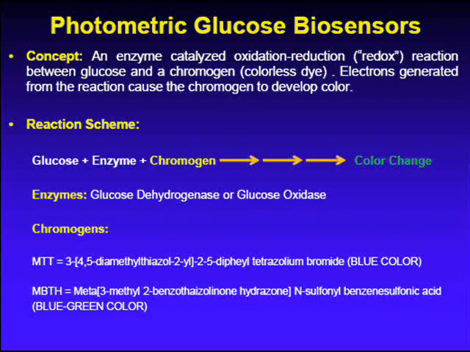The enzymes that are involved with this reaction are usually glucose dehydrogenase or glucose oxidase, and the chromogens that are used are MTT and MBTH, of which we will not go into. Just know that these are color changing molecules when exposed to electrons generated by the redox reaction.